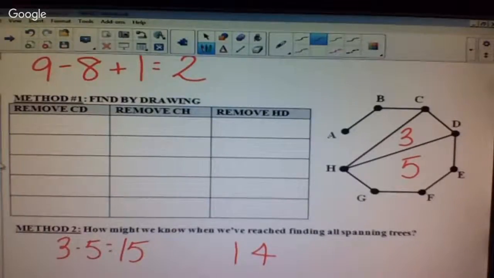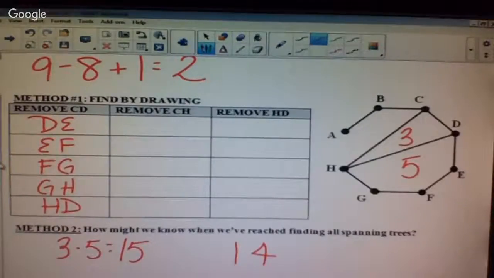Okay, watch what happens. So I can remove C to D. That's getting rid of that circuit of 3. Then I can remove either D to E, E to F, F to G, G to H, or H to D.